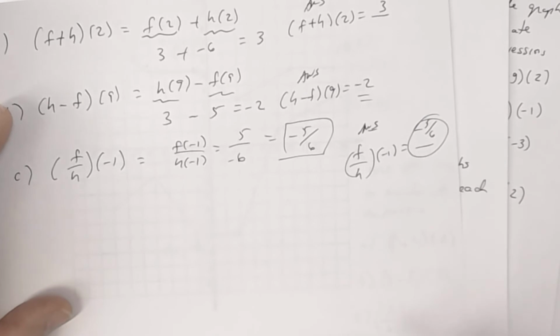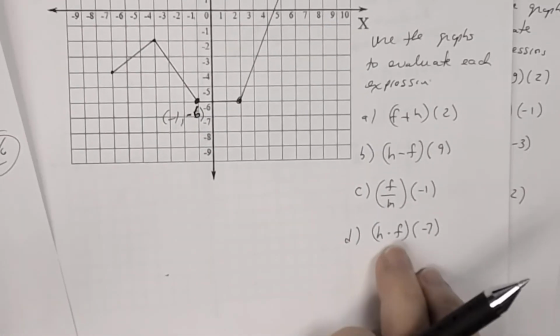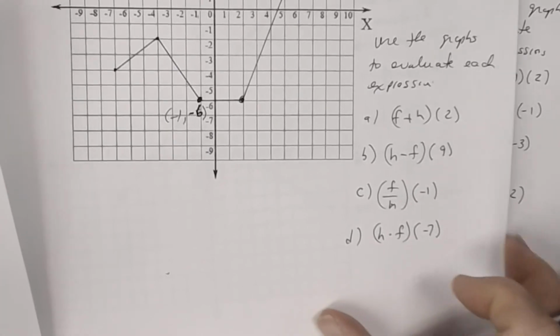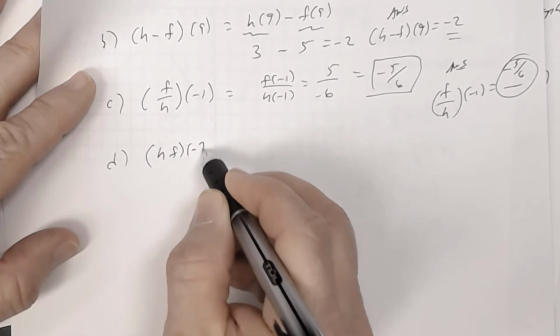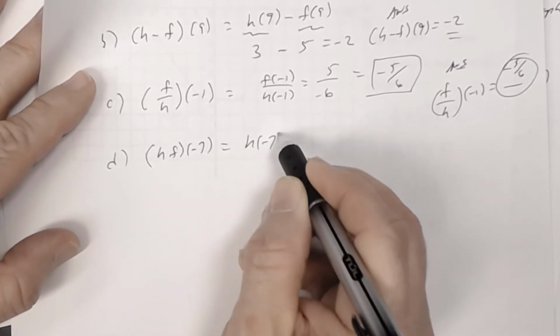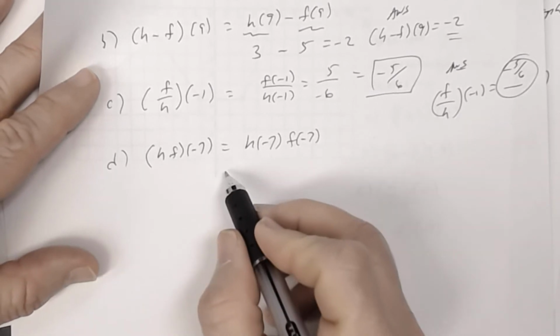All right, D. In D, you want to find the product of h and f at negative 7. So D, h times f at negative 7. So that means h of negative 7 times f of negative 7, right? Okay.